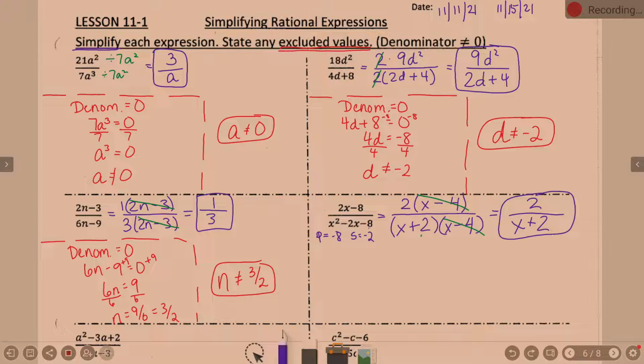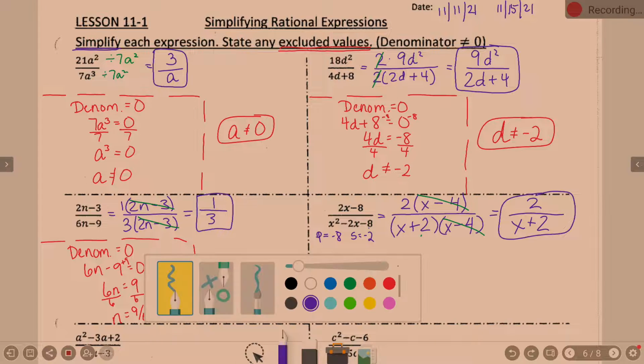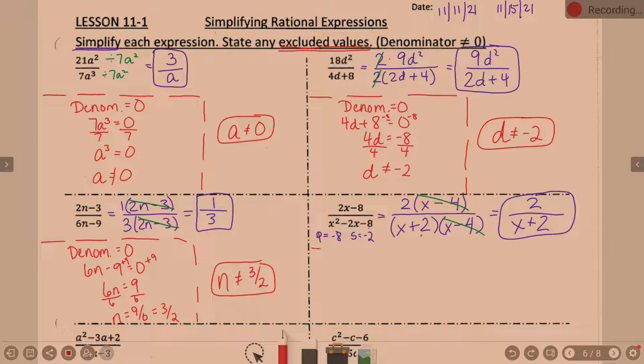Now, remember, we have to simplify each expression. Okay, done, just did that: 2 over x plus 2. And we have to state any excluded values. Excluded values are values that will make the denominator equal 0. Now, what is our denominator? X squared minus 2x minus 8. Okay, so let me start with that for a moment.